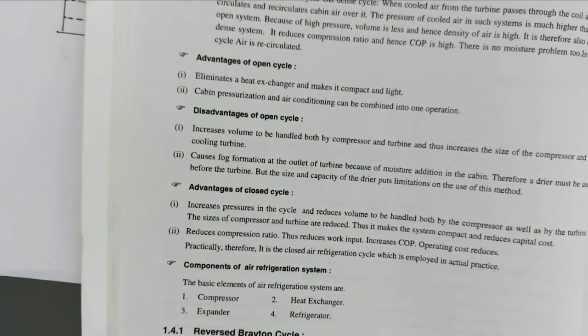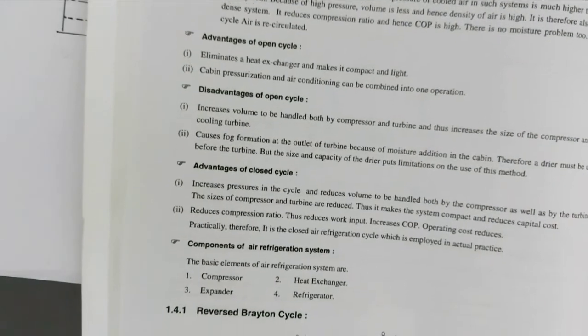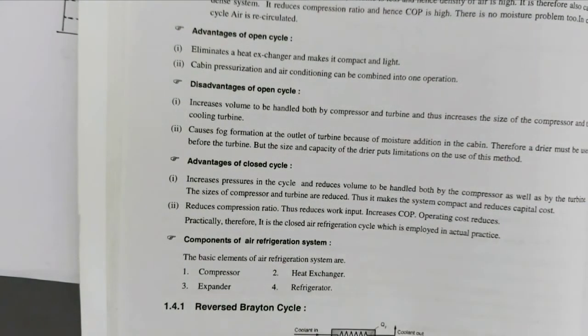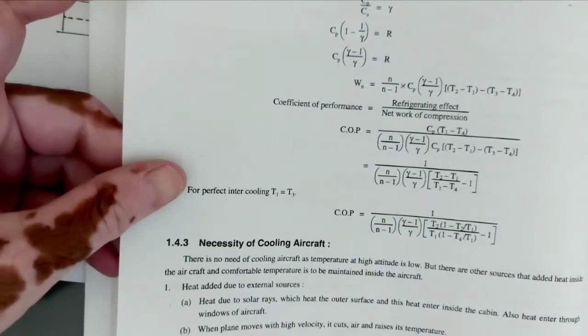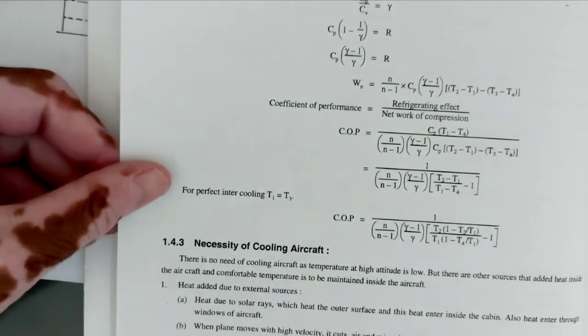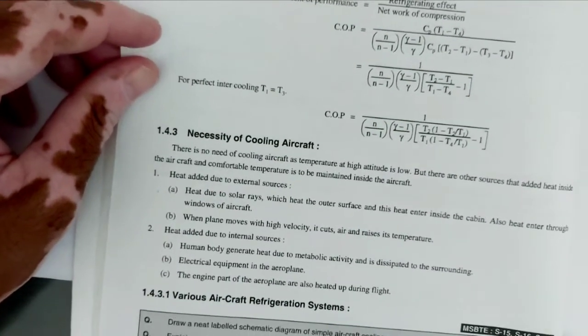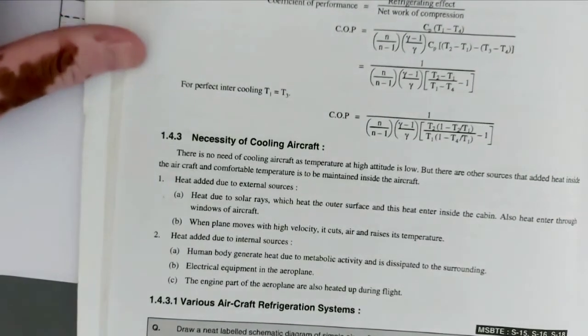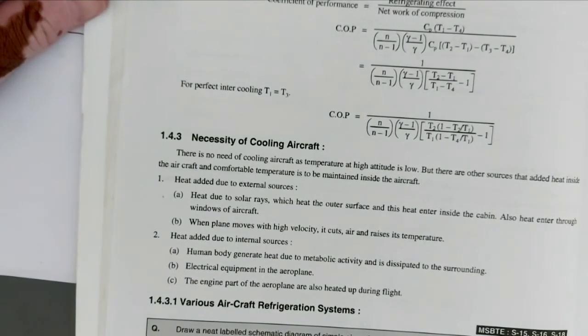Components of refrigeration system: compressor, expander, heat exchanger, refrigerator. Now further we will see the necessity of cooling aircraft. There is no need of cooling aircraft as the temperature at high altitude is low, but there are other sources that add heat inside the aircraft, and a comfortable temperature is to be maintained inside the aircraft.